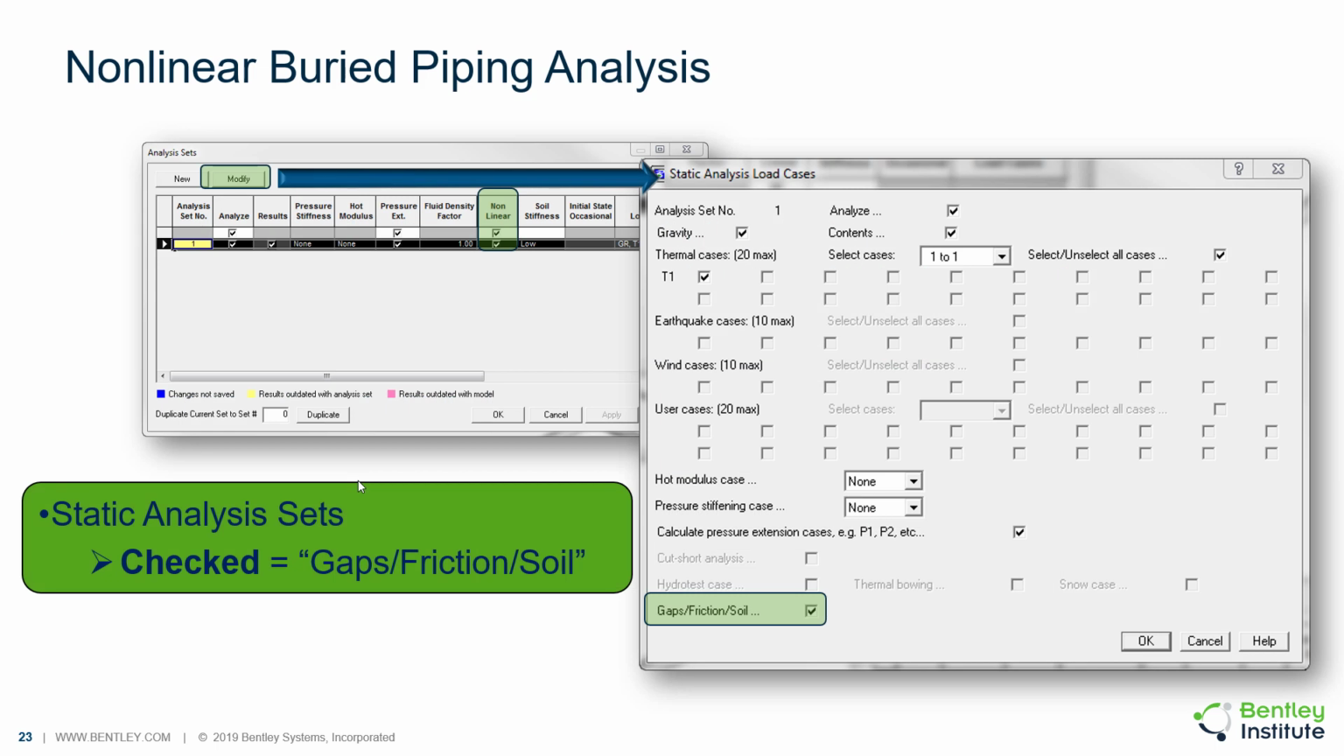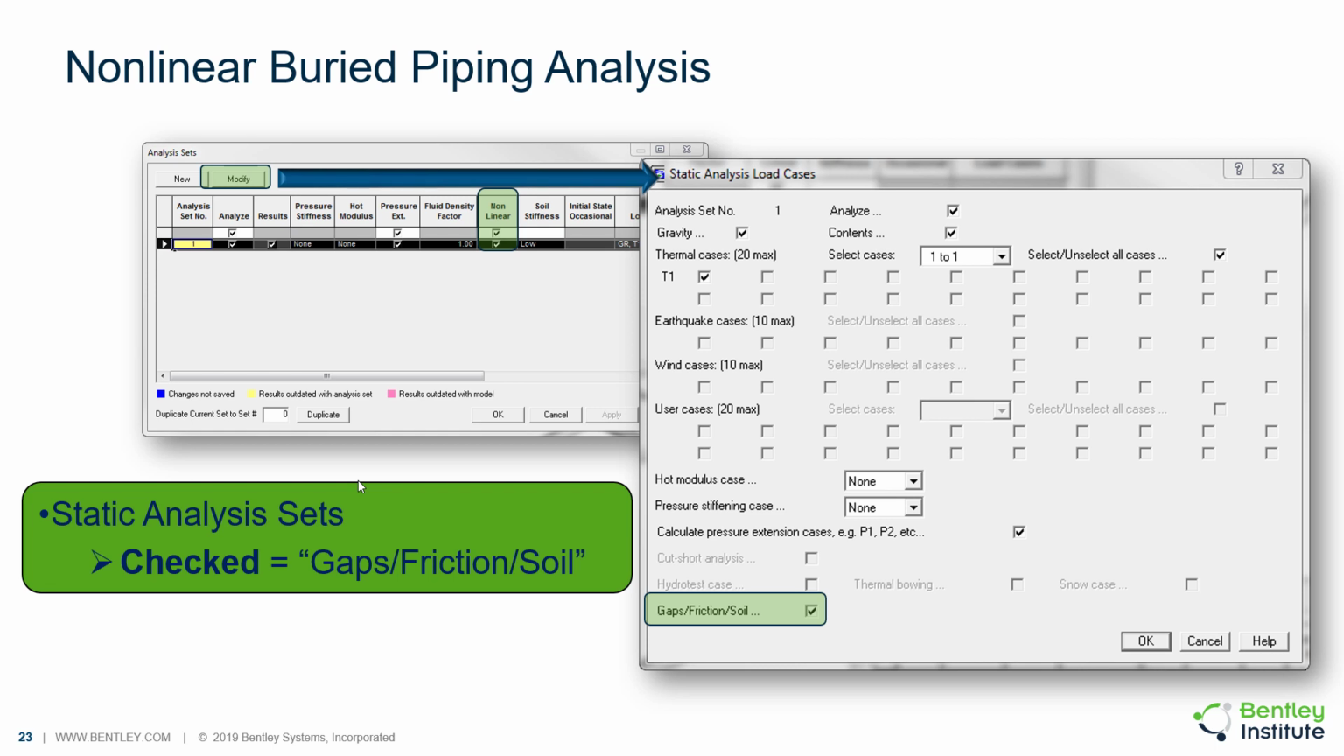So using a nonlinear analysis can provide a more accurate estimate of the structural response for our piping systems, which includes supports with gaps and friction, or as mentioned, if the pipe is buried in soil. This nonlinear effect is specified by enabling the gaps friction soil option on the static analysis load cases dialog. And this type of analysis is an iterative process.